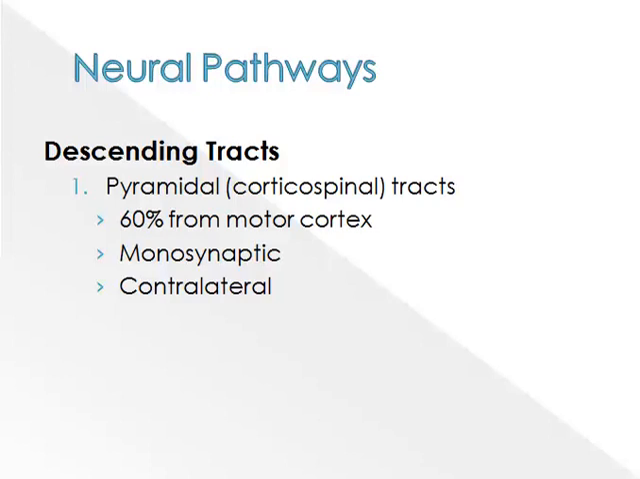What's interesting about the corticospinal or pyramidal tracts is that most, meaning roughly about 60% of the cell bodies, are located in the motor cortex. They are monosynaptic, and they are also contralateral. They decussate at the level of the pyramids in the medulla. You might be interested in why these are referred to as the pyramidal tracts. This tract's name results from the pyramid shape of the tract's collection of nerve fibers as it travels from the cortex to the spinal cord.